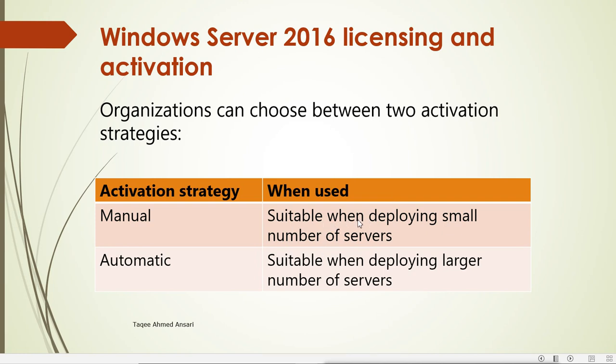If we have lots of servers together in the organization, we can do the automatic method, because manually we have to manage each and every server's key separately. The automatic method is suitable when deploying a larger number of servers. Here we install the volume licensing server, and with a single key we can activate multiple servers together by using the automatic activation method.